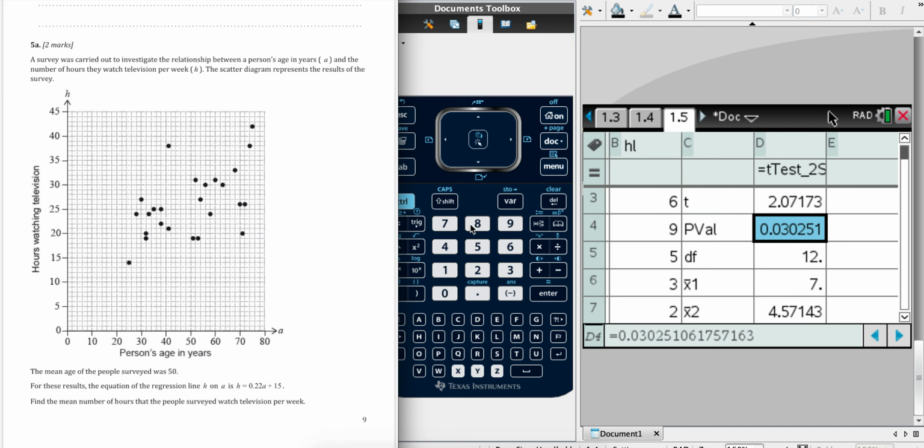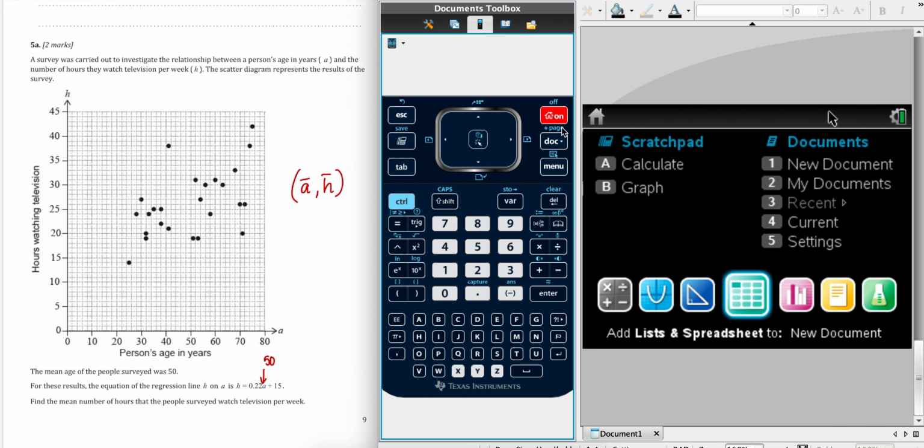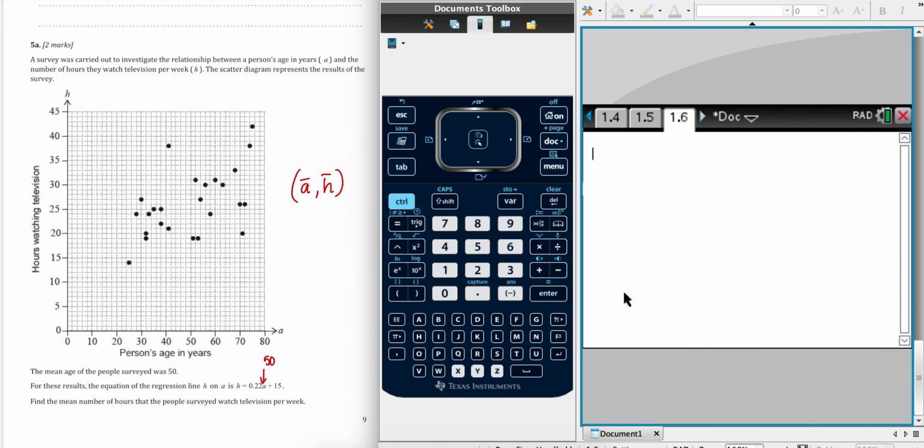Now we know that any line of regression falls on the mean point. Okay, so the mean point, in this case AH, has to lie on the line of regression. So that means that if I substitute in for my value of A as the 50, then I can find what H is equal to. And I can do that on the GDC. So my answer H is 0.22 times 50, and I'm going to add on my 15. So my answer is 26.